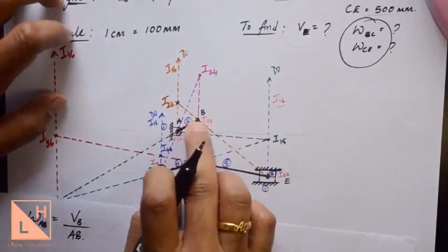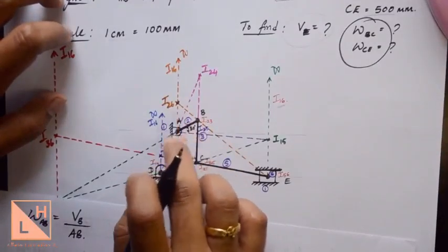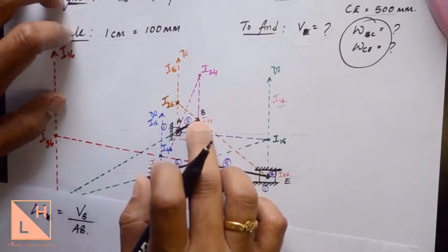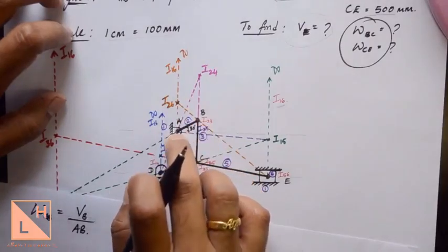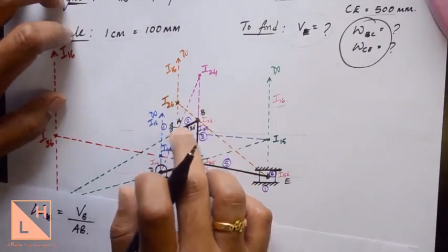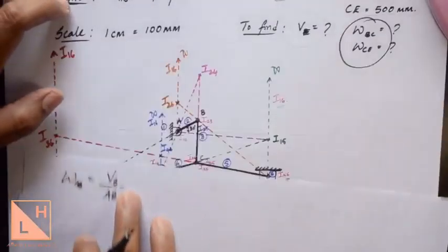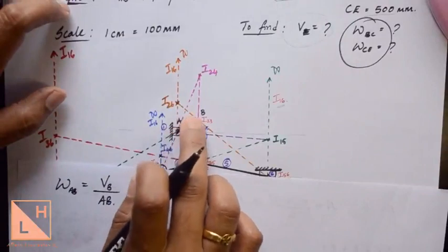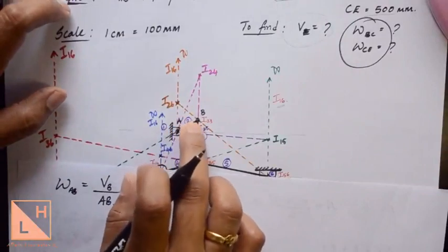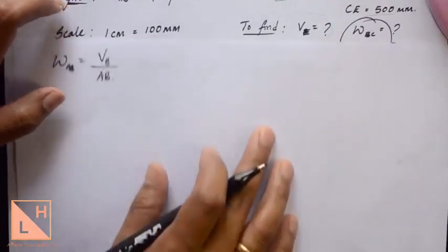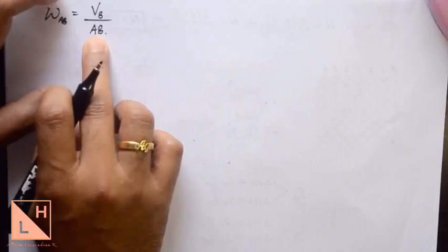So we have the crank AB, so AB is going to be rotating or oscillating, and the point B will be moving while the point A will be fixed. So the angular velocity of AB is simply given by the velocity of point B divided by the distance between the point and the center of rotation, right? That is AB in this particular case.